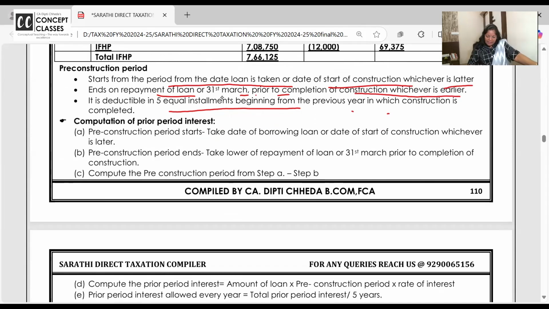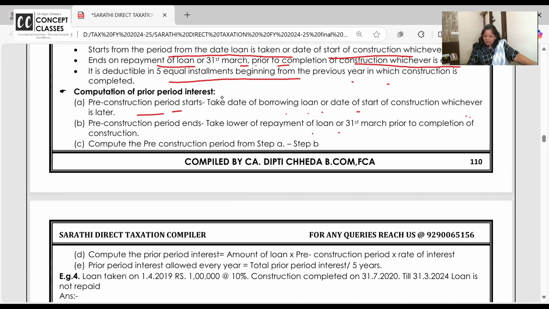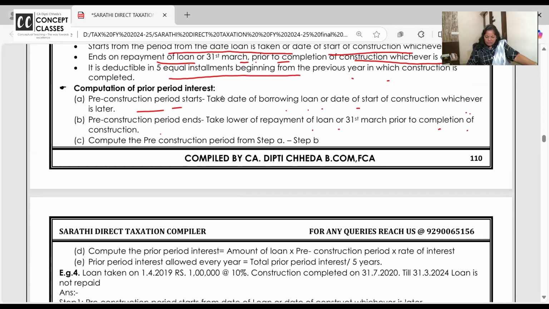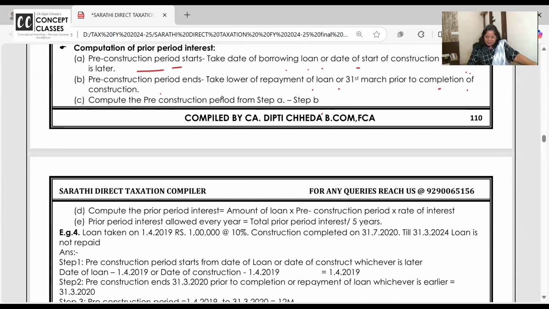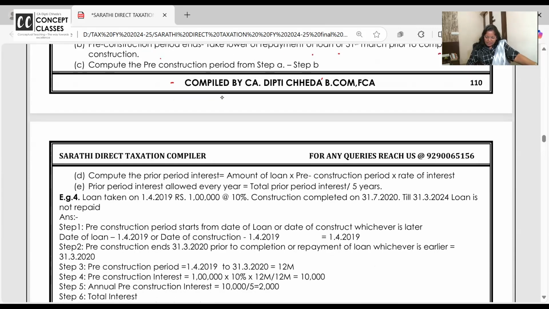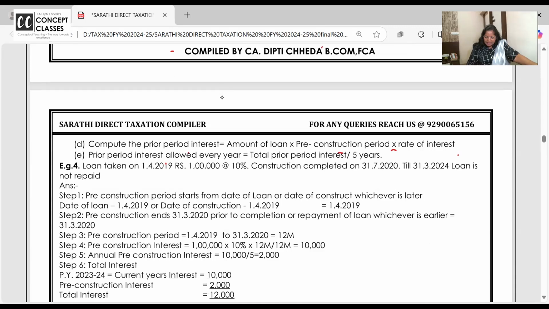Pre-construction period starts from the day of borrowing or the day of construction. It ends on repayment of the loan or 31st March prior to construction. A minus B is your pre-construction period. Calculate the interest for the pre-construction period. Prior period interest is allowed every year: total prior period interest divided by 5.